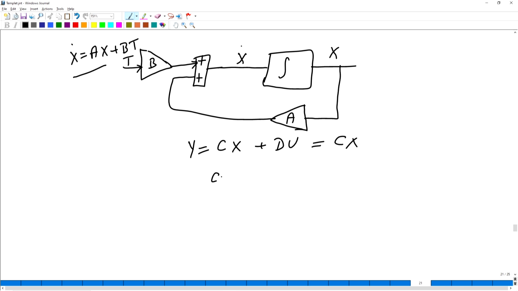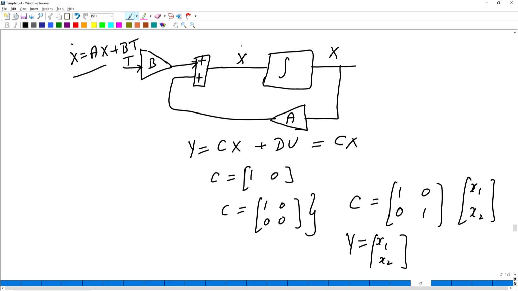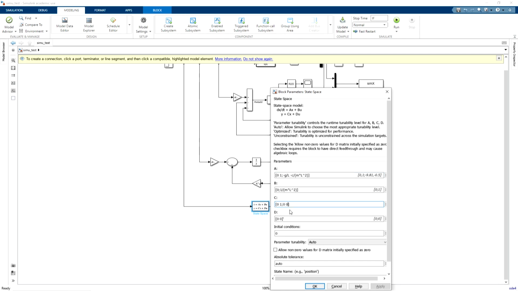So earlier I had considered C as 1 and 0. But since x is a vector x1, x2, I had to mention in the state space block 1 0 0 0. So to get the velocity vector, I need to change this C matrix to 1 0 0 1. That is how when this is multiplied by x1 and x2, y will be x1 and x2. So this is 2 by 2, this is 2 by 1. It will be 2 by 1. Yeah, 2 rows, 1 column. Hope this is clear. Let me change this to 1.